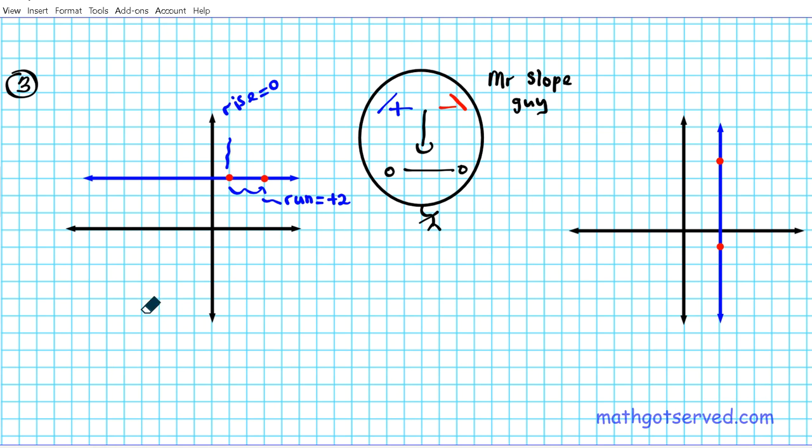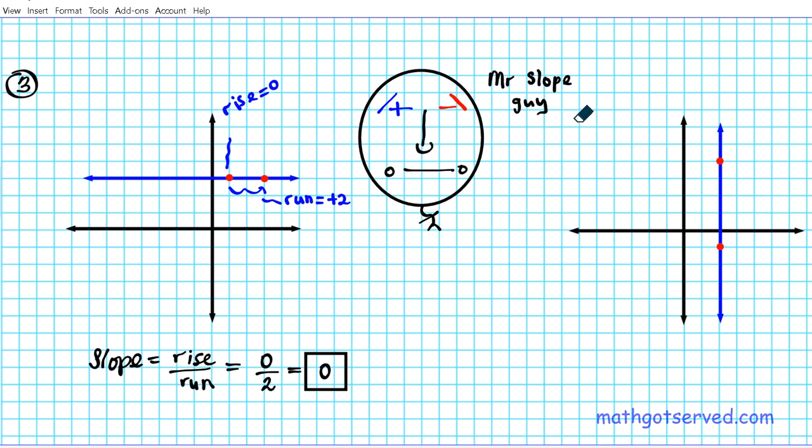All right, we have our rise and our run. Remember what the slope is. The slope of a line is a ratio of the rise divided by the run. So when we do that, we're going to have the rise, which is 0, divided by the run, which is 2. 0 divided by 2 is 0. So we can clearly see that our answer agrees with the mouth of Mr. Slope Guy.